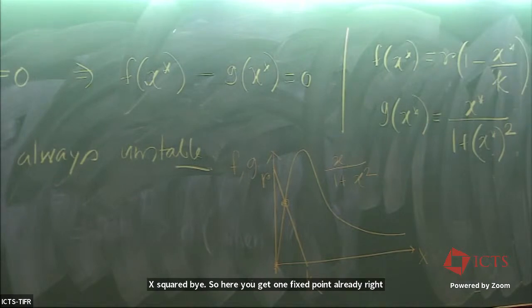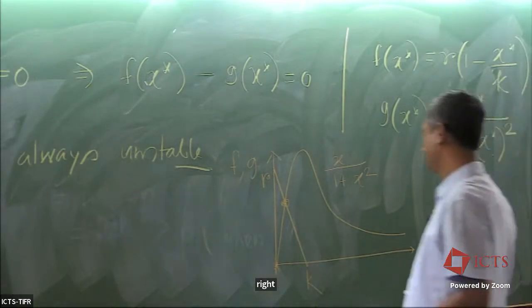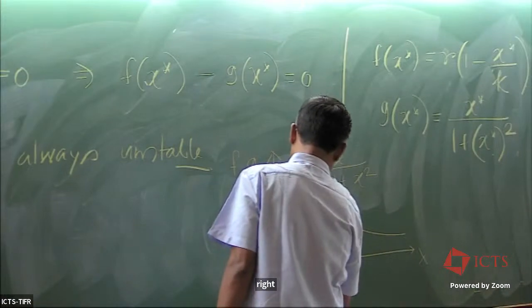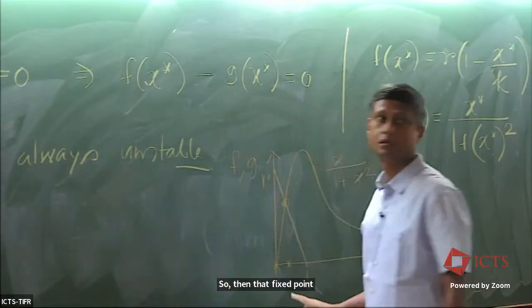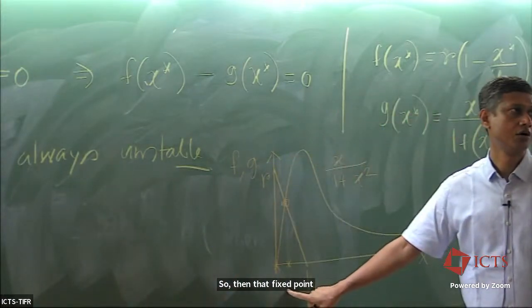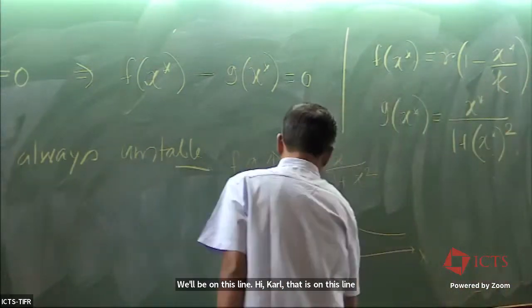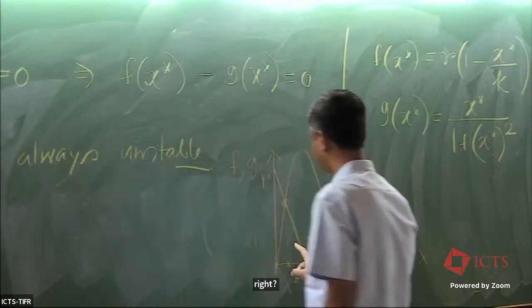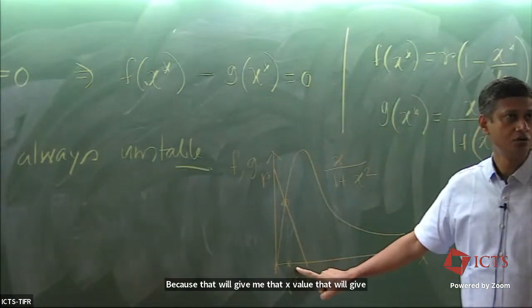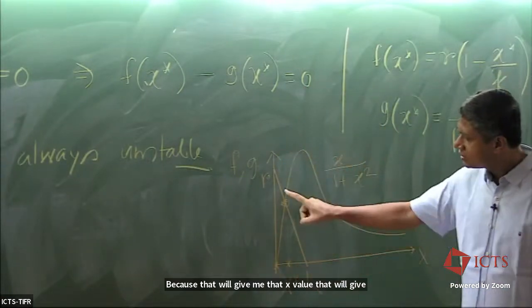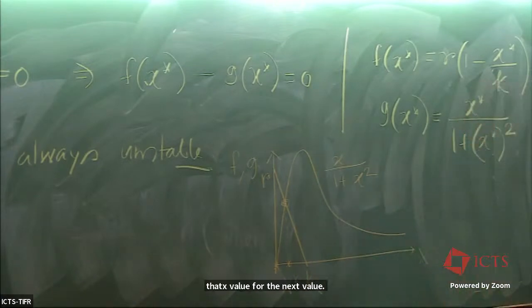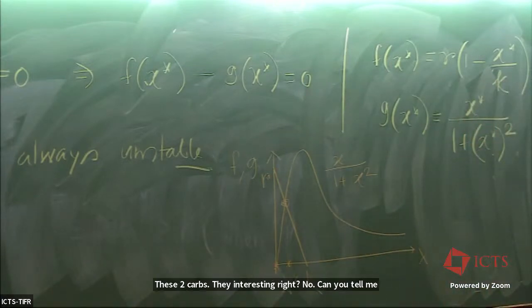So then that fixed point will be on this line. Right or wrong? That is on this line. Right? Because that will give me that x value. For that x value, these two curves, they intersect. Right? Now, can you tell me the direction of the arrow? Whether it's a stable equilibrium point or it is an unstable equilibrium point.